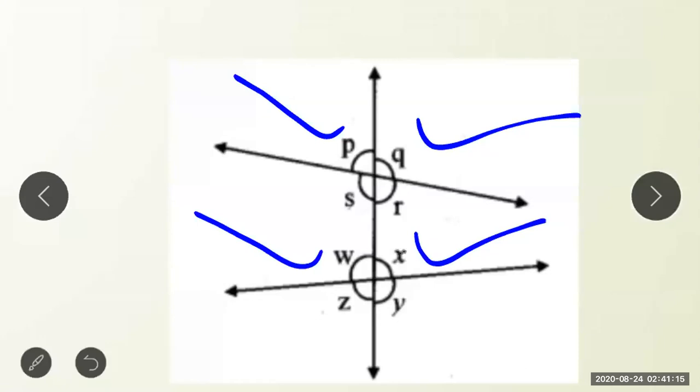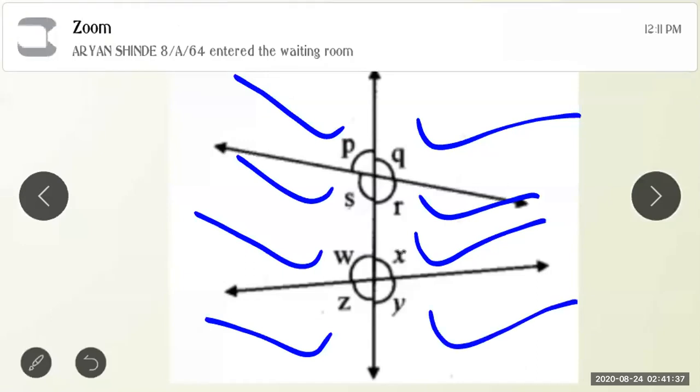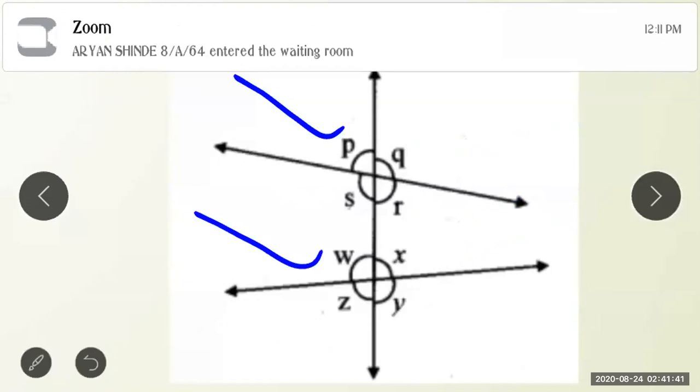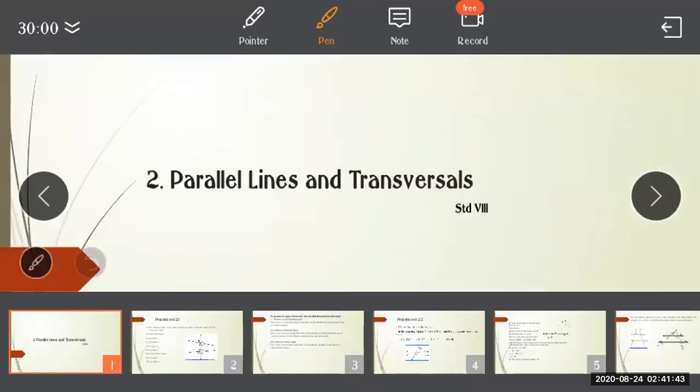The corresponding angle of S is angle Z, and the corresponding angle of R is angle Y. I hope you have understood. Once again I will explain. Now what is a corresponding angle?